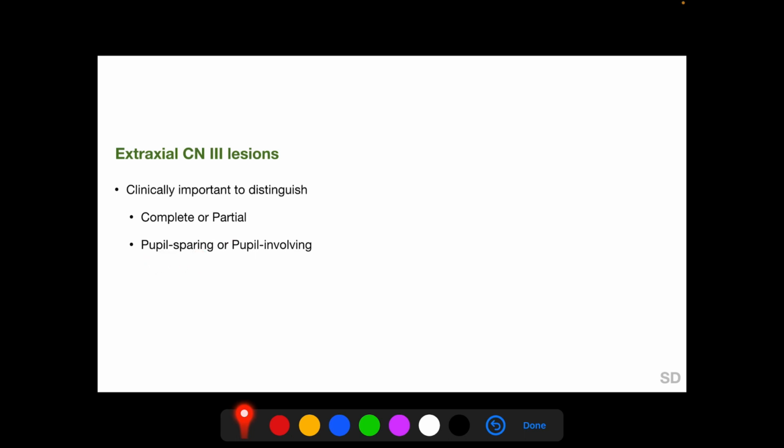In a pupil-sparing third cranial nerve palsy, the sphincter pupillae are not involved and the pupil does not appear to be dilated and reacts normally to light. Whereas in a pupil-involving CN3 lesion, the sphincter pupillae are involved, the pupil is dilated and the pupil does not react normally to light. This characterization of a cranial nerve 3 palsy is crucial since it indicates the likely lesion and the urgency of workup and management for a patient with cranial nerve 3 lesion.